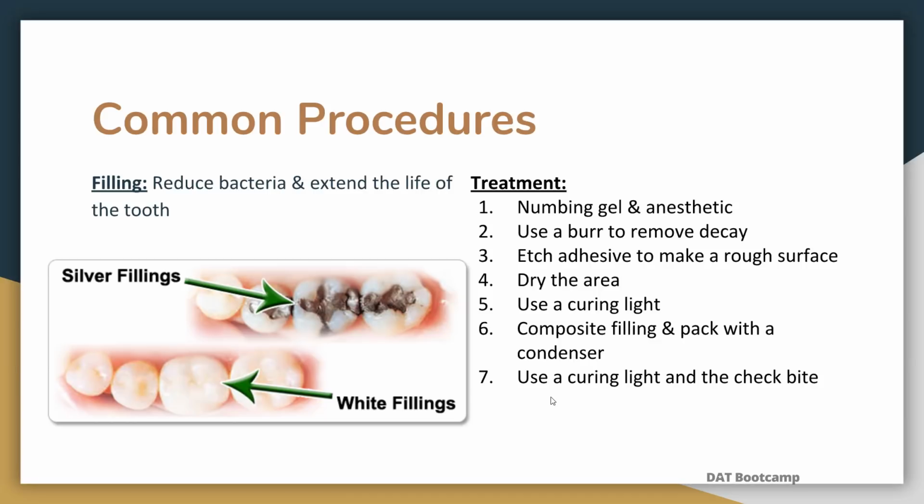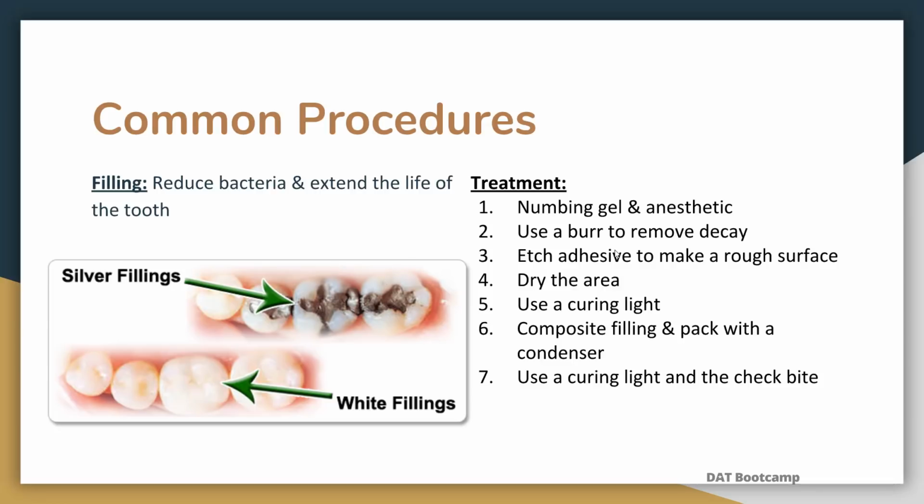Next is the filling. This is probably the most common procedure that you saw. A filling is used to reduce bacteria and extend the life of the tooth. Treatment goes as follows. You're going to apply the numbing gel and the anesthetic. Remember, you're going to be injecting the anesthetic just above or just below the tooth and the gum line, and you're going to wait till you get a pale color. That's how you know it's working.